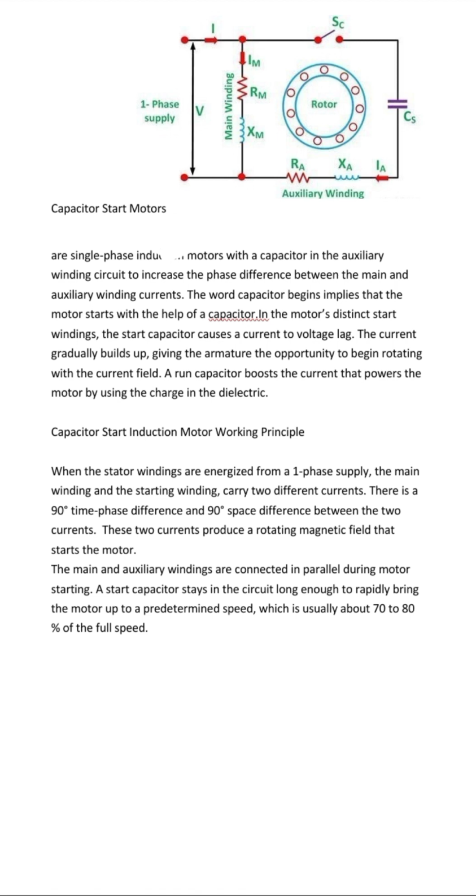A start capacitor stays in the circuit long enough to rapidly bring the motor up to the predetermined speed, which is usually about 70 to 80 percent. Then the auxiliary winding is disconnected from the supply, often by a centrifugal switch, and the motor remains powered by a single winding, creating a pulsating magnetic field. In this sense, the auxiliary winding in this design can be regarded as a starting winding, since it is only used during the motor startup.